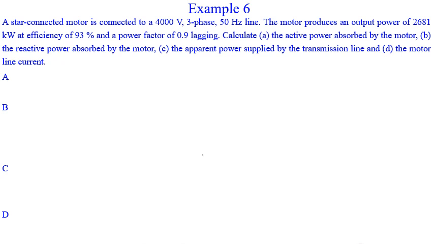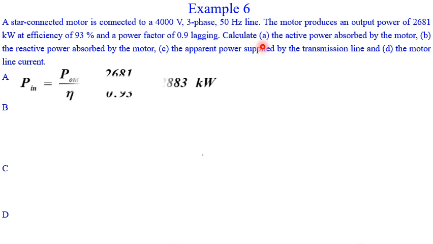Our next question says a star connected motor is connected to a 400 volt three phase 50 hertz line. The motor produces an output of 2681 kilowatts at an efficiency of 93 and a power factor of 0.9. Calculate A, the active power absorbed by the motor, B, the reactive power absorbed by the motor, C, the apparent power supplied by the transmission line, and D, the line current.